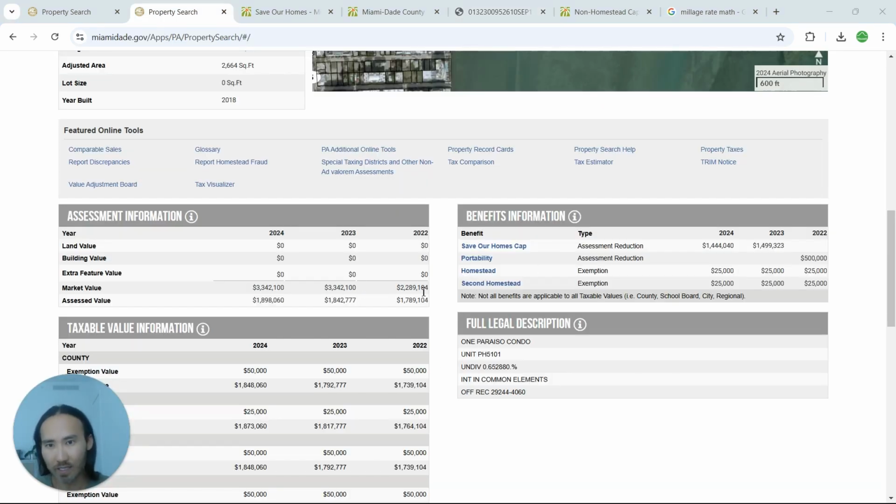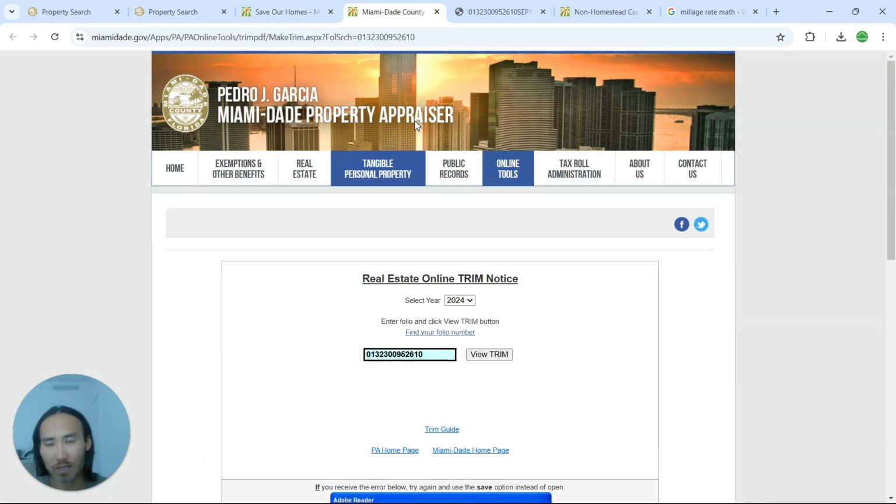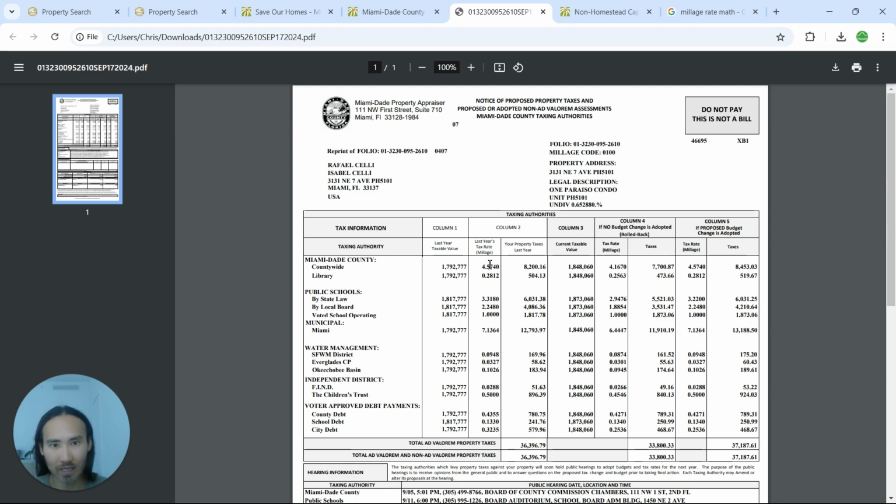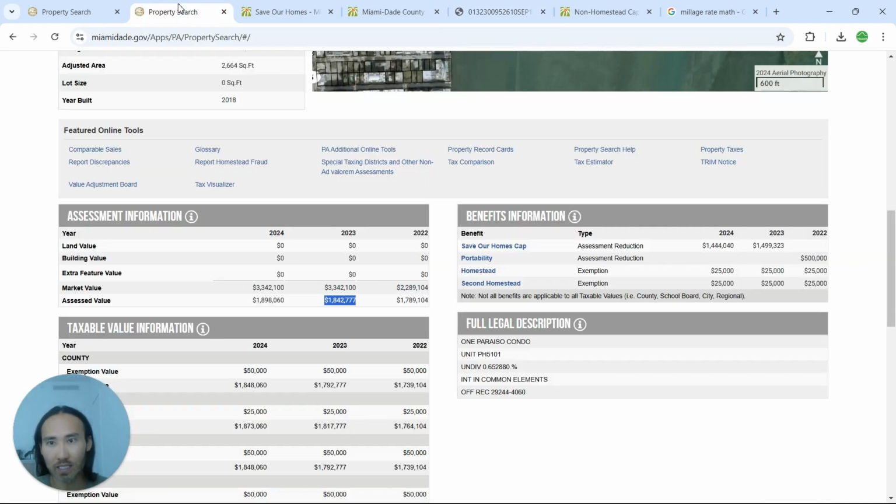Anyway, this perfectly illustrates the difference. This is the market value, what the county appraiser assumes it would sell at as of January 1st of that tax year, in an arm's length transaction. But this is what you're actually taxed on. So these millage rates that we just took a look at, say it's around 2% of the assessed value. It's 2% times your assessed value, which is much more advantageous to this homeowner versus the market value.